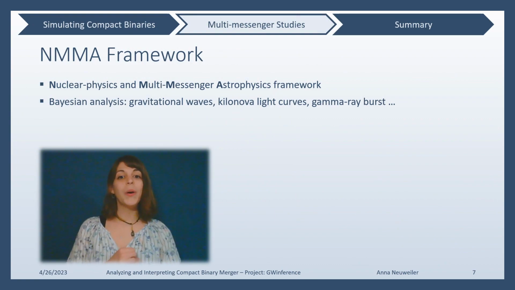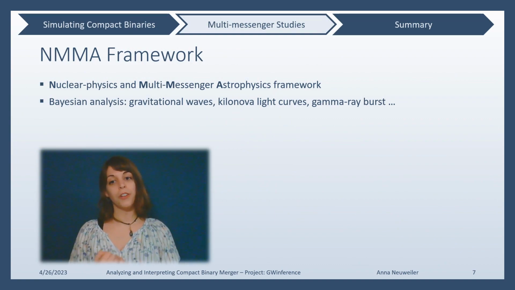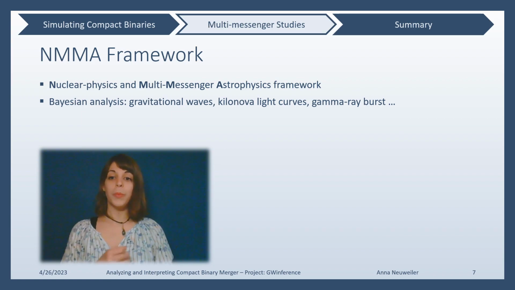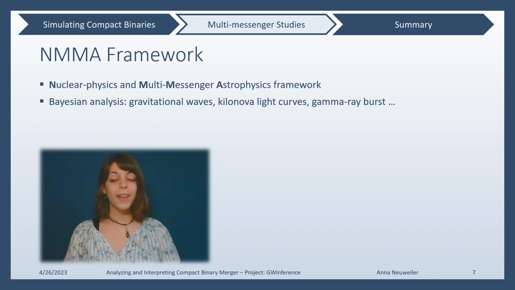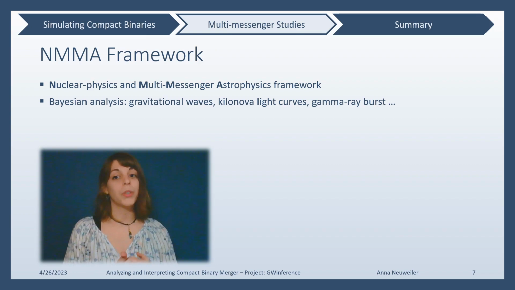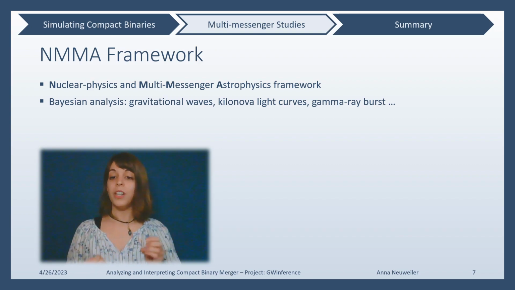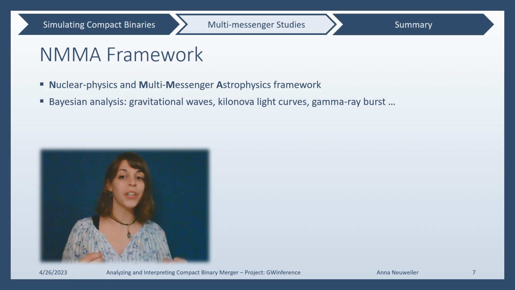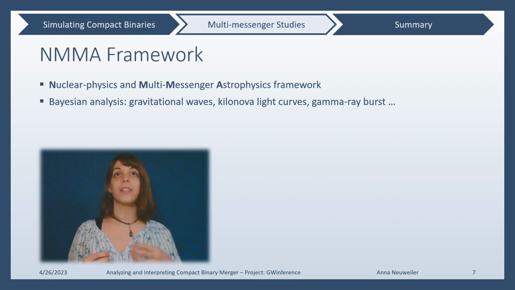The question is now, how can we compare our theoretical models based on our numerical simulations with actual observational data? So for that purpose, we developed the so-called NMMA framework. NMMA stands here for nuclear physics and multi-messenger astrophysics. And it allows us the simultaneous analysis of gravitational wave signal, kilonova light curve, gamma ray burst, all coming from the same source. And here we use Bayesian statistics to cross-correlate our observational data with our theoretical models and extract actual physical information about the source parameters.